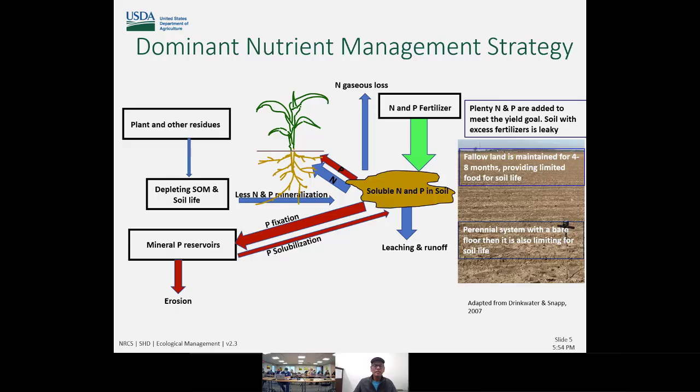So here you can see the system is in annual crop, about 4 to 8 months remaining fallow. So there is no food for the soil biology or life. And if it is a perennial system, in an orchard or vineyard, and you are leaving the land bare ground, it also hampers soil habitats.